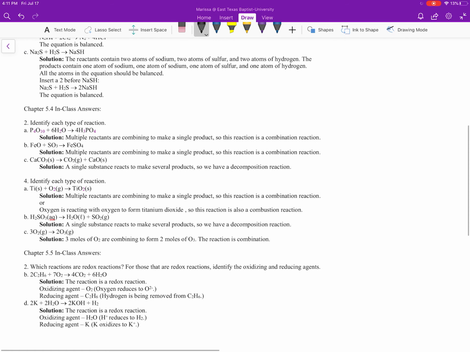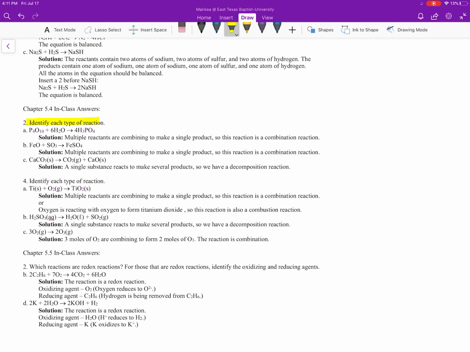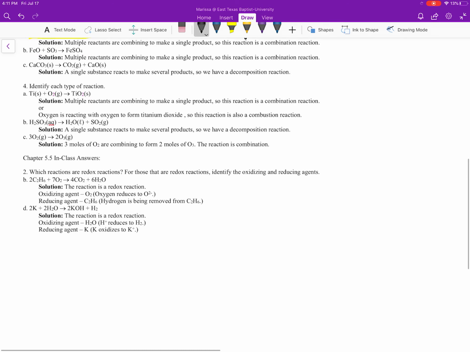The next question says to identify each type of reaction. So in this case, I have phosphorus and oxygen reacting with hydrogen, or water, to form phosphoric acid. So this is essentially A plus B coming together to form C, something brand new. So this can be called a combination or a synthesis reaction. Either one is appropriate. It just depends on the preference of the author of whatever textbook you have, but combination or synthesis. And that's essentially all you're going to do with these problems.